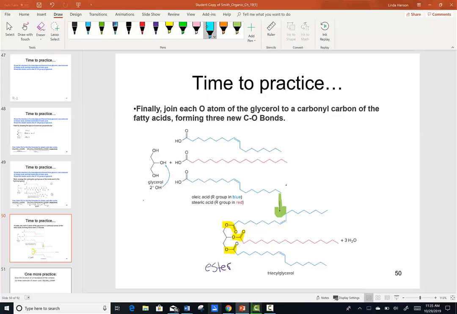Here is the glycerol backbone, carbon 1, 2, 3. So in this structure, carbon 1, 2, 3 is the glycerol backbone. And we attach that to each fatty acid, creating the ester linkage. We call this a dehydration because we're removing a water molecule for each site of attachment.